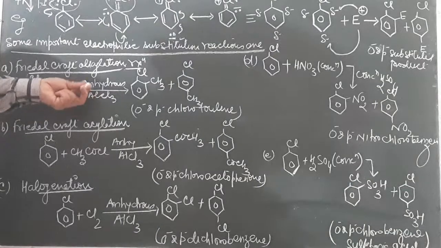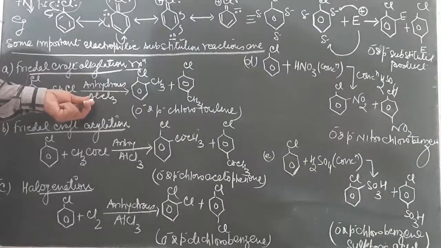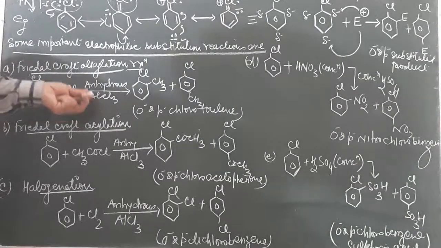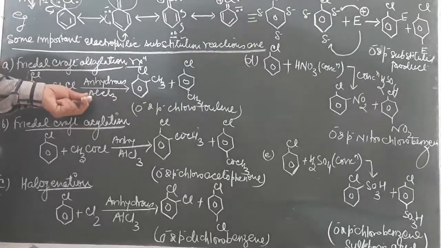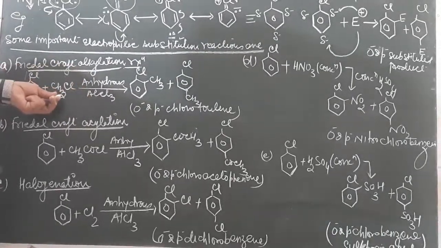As told to you earlier and discussed in the mechanisms in class 11, what is the function of anhydrous aluminum chloride over here? It will act as a Lewis acid and help in the generation of our electrophile.